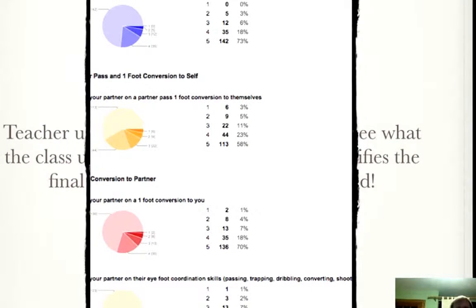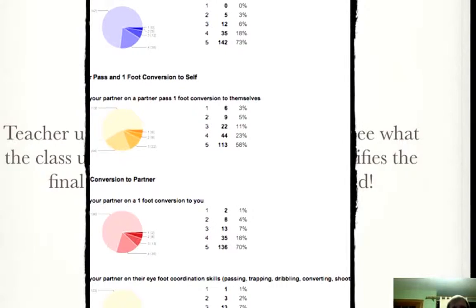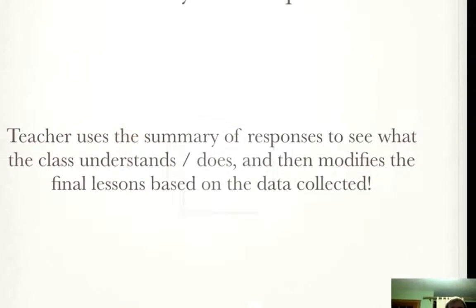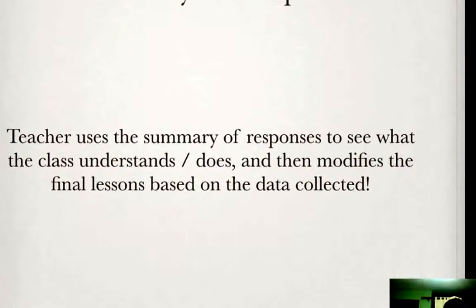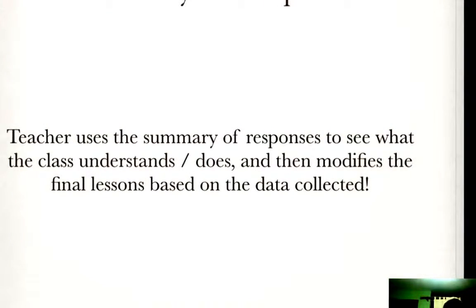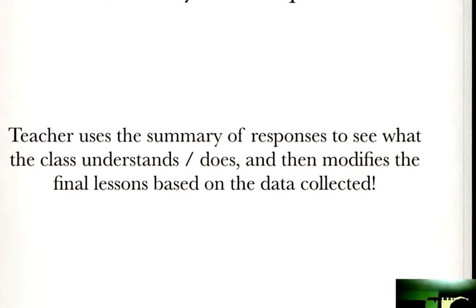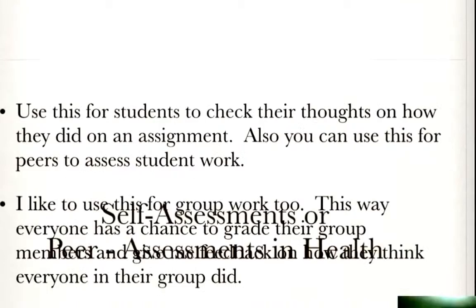Sometimes it shows up in pie charts, sometimes it shows up in bar graphs, and those types of things. But again, it's very quick and easy to look through that summary of responses. Definitely an important part about the aftermath of looking through all the Google Form submissions. All right, and you'll find that in Google Sheets.